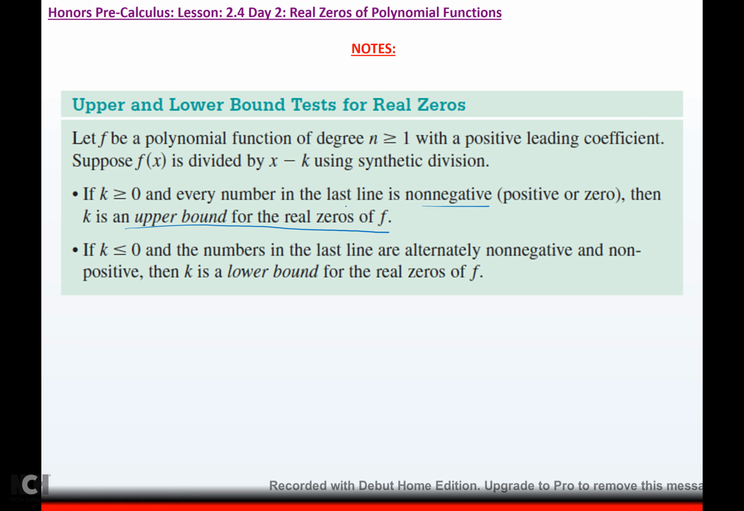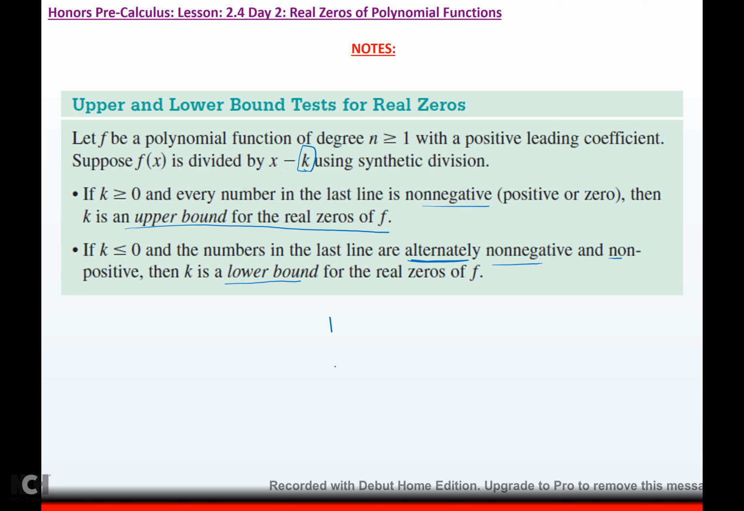So two things have to happen. This value of k has to be positive. In other words, this has to look like minus k. Then if you do synthetic division, and every number on the last line, meaning on your answer line, is positive, including the remainder, then you have found an upper bound. If k is negative, and the numbers in the last line alternate between non-negative and negative in any order, then k is a lower bound.